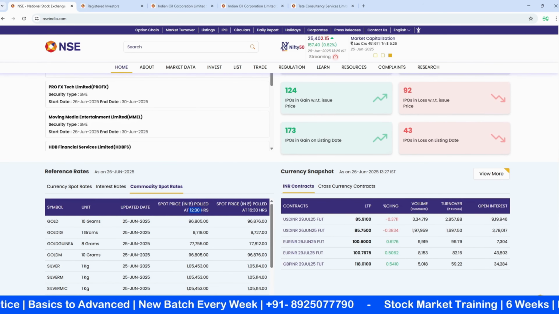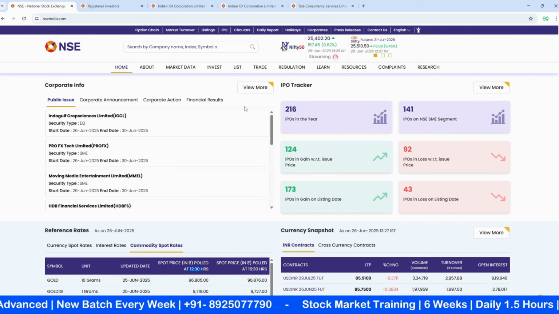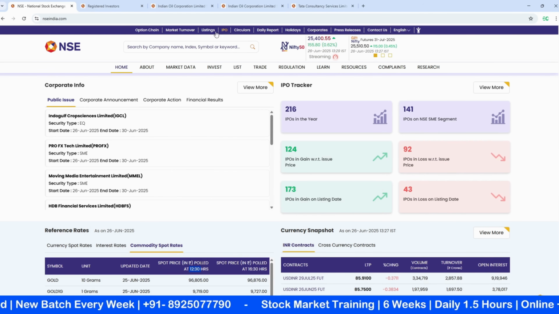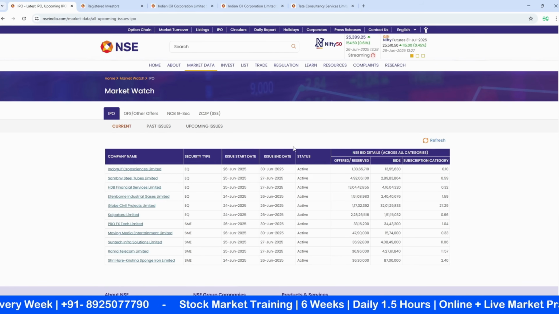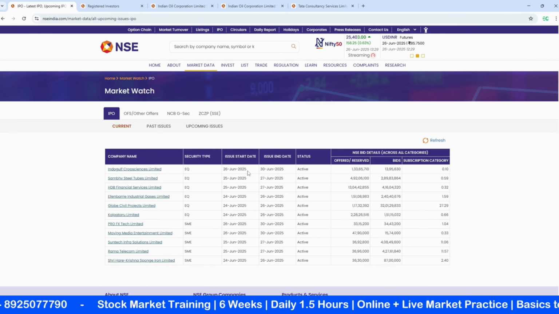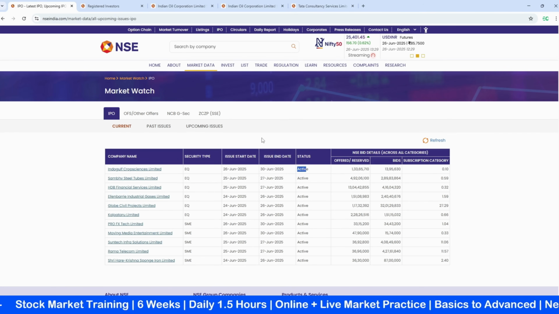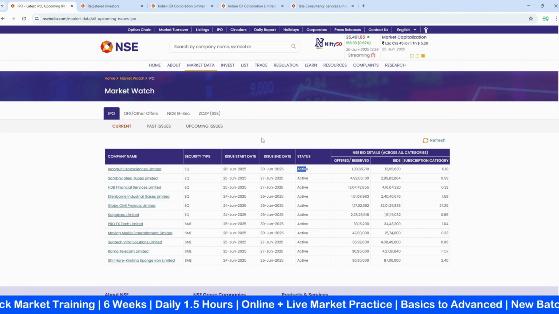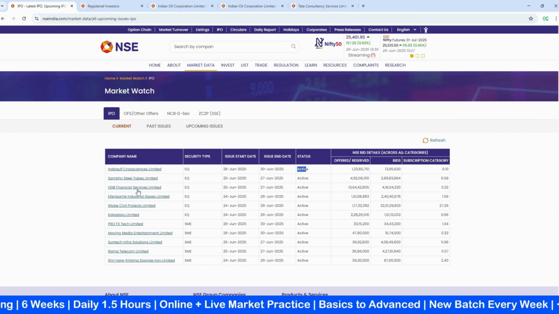The next best thing that I wish to highlight is the IPO specific data. Initial public offerings are available right on top here. Click IPO and you get to know this. These are the IPOs' issue date and issue close date. Now this is active. It means if you want to participate in a company which is new to the stock exchange, these companies are available for you at this moment.